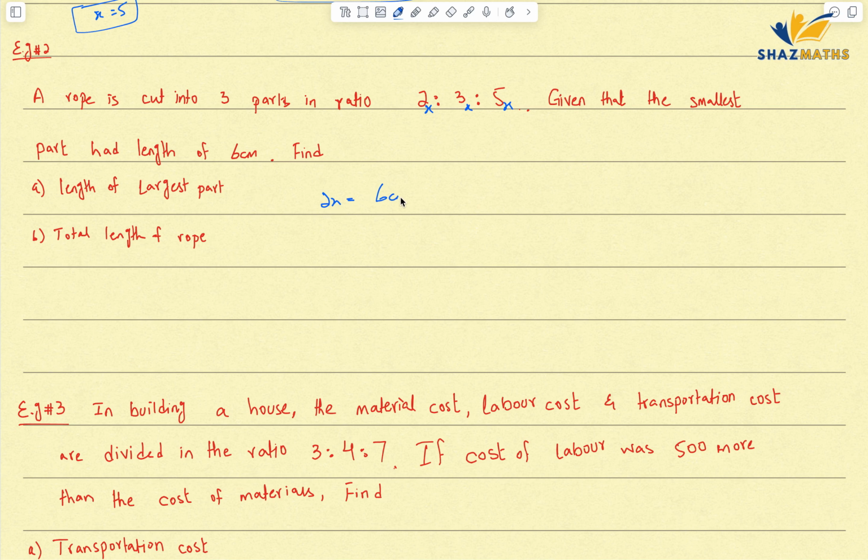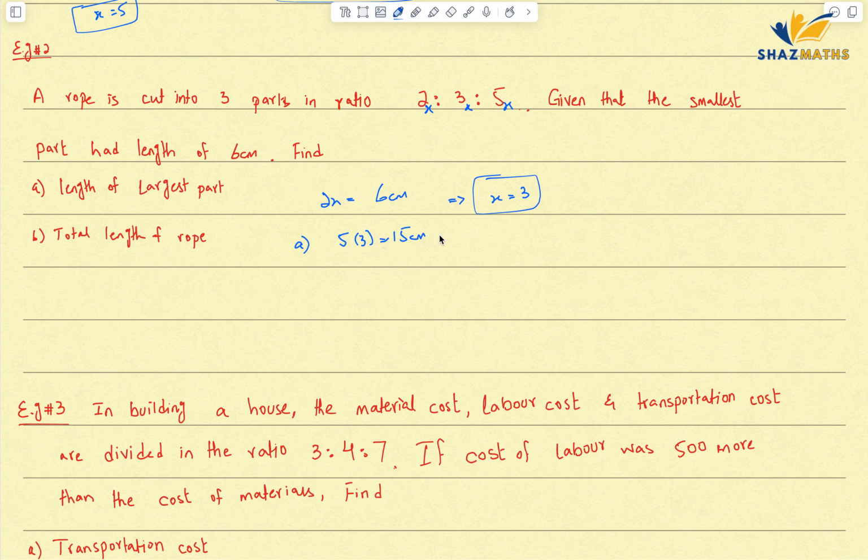I formed the equation. I can straight away simplify it and say that x was equal to 6 by 2, which is 3. That means the number they were simplified with was 3. Let's see what we have to find out. It says find the length of the largest part. Once we have found that number they were simplified with, we can easily say the largest part was 5x, and that was 5 times 3, that is 15 centimeters.